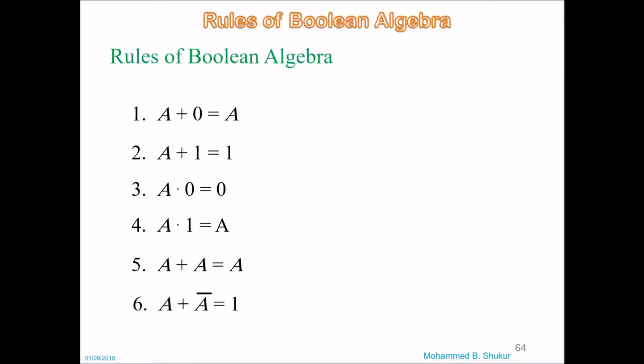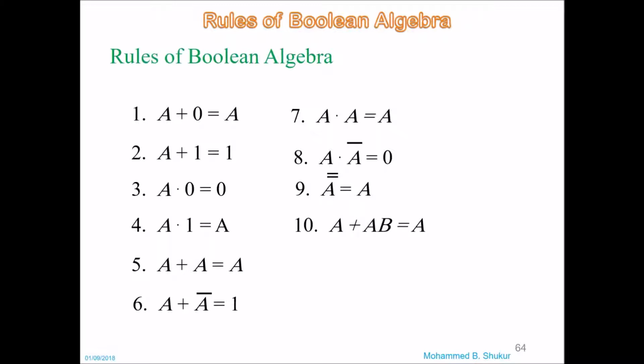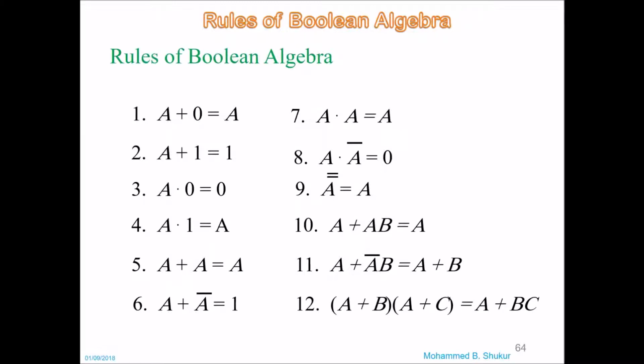equal A, A or A bar equal 1, A and A equal A, A and A bar equal 0, A double bar equal A, A or A and B equal A, A or A bar and B equal A or B, and finally we have A or B, A or C equal A or B, C.